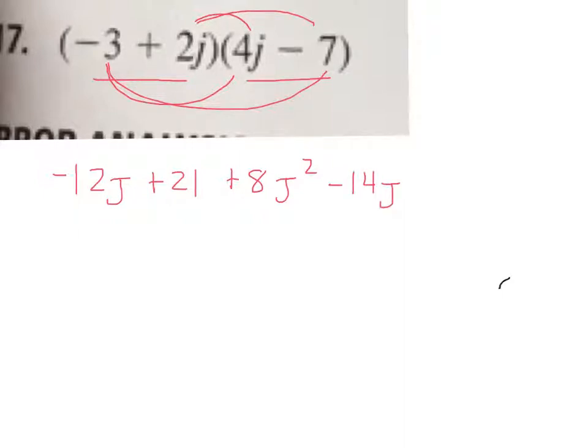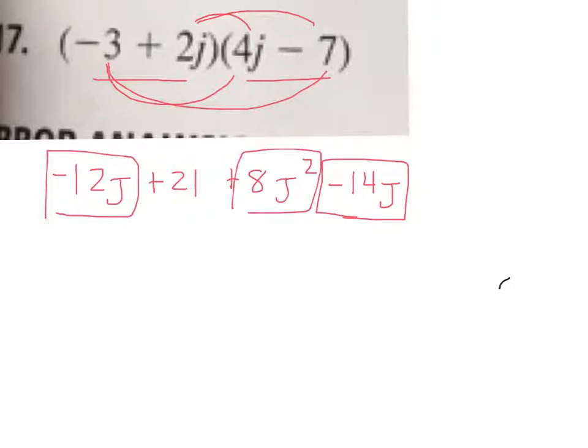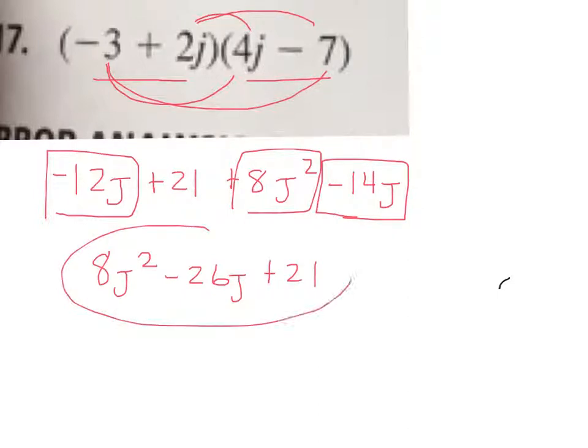Now I'm going to combine like terms. Negative 12j and negative 14j makes what? Negative 26j. Now let's put this in descending order of the degree of the polynomial. So let's go 8j squared first. And then negative 12j and negative 14j is negative 26j plus 21. And so that's your most simplified form right there.